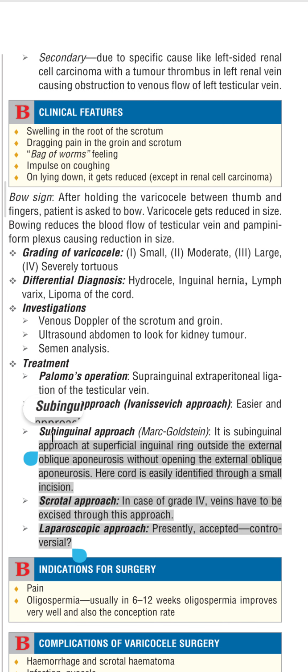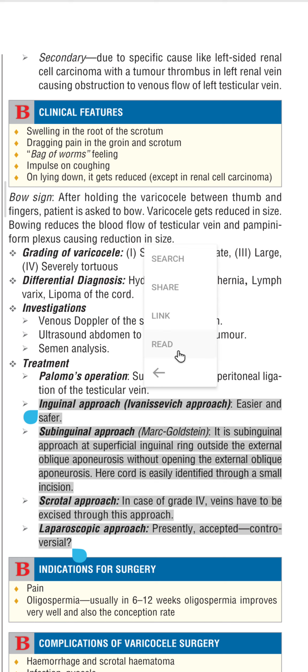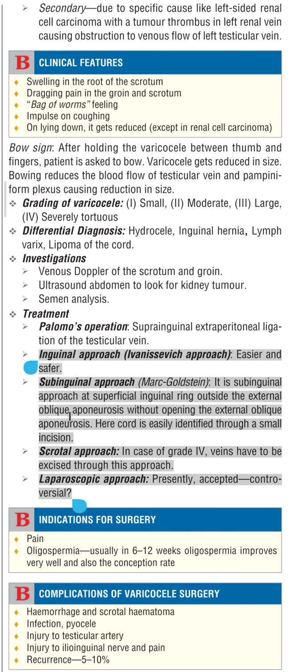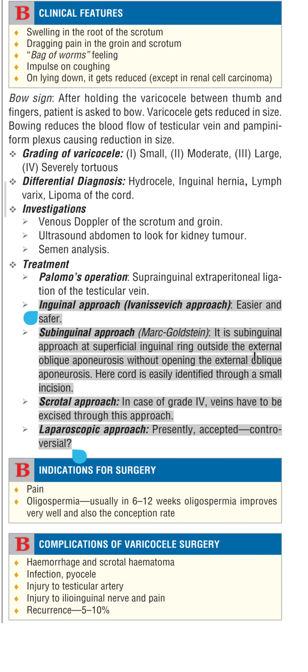Suprainguinal extraperitoneal ligation of the testicular vein. Inguinal approach, Ivanissevich approach, easier and safer. Subinguinal approach, Marmar and Goldstein. It is a subinguinal approach at the superficial inguinal ring outside the external oblique aponeurosis, without opening the external oblique aponeurosis. Here the cord is easily identified through a small incision. Scrotal approach: in case of grade 4, veins have to be excised through this approach. Laparoscopic approach: presently accepted, controversial.